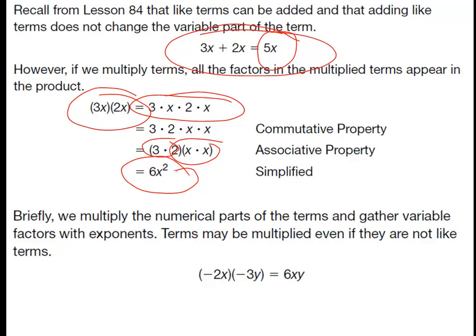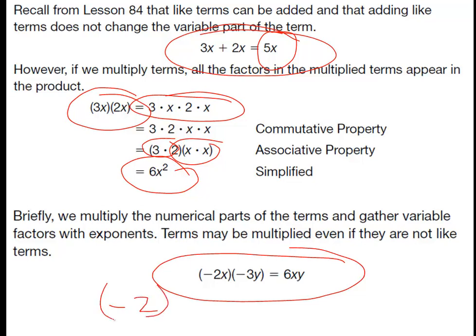We also have down here at the bottom, you'll see that when we multiply this out, we do the associative property. We've got negative 2 times negative 3, and that is positive 6. And then we have x times y. Of course, we don't know what x times y is, so it's just xy. So our answer is 6xy.